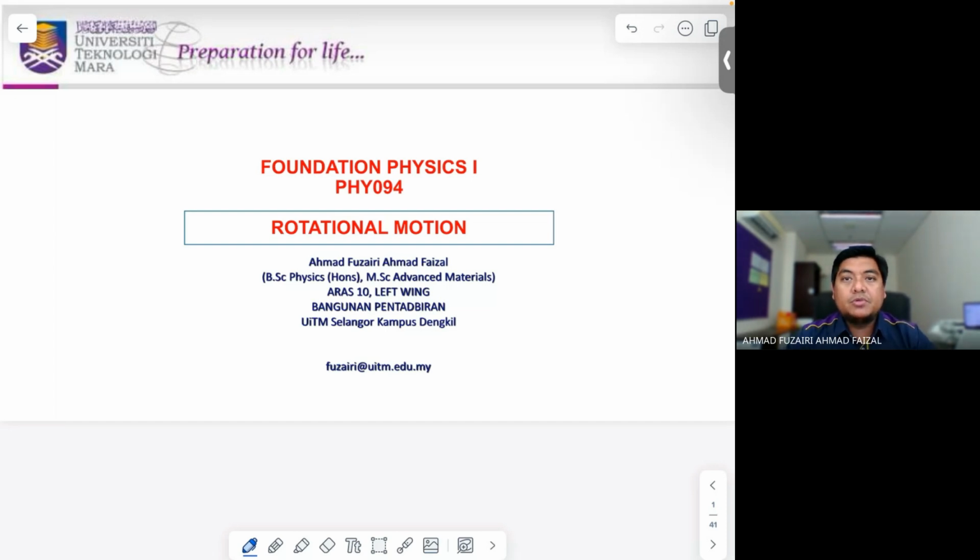It's about a motion that meets certain terms in this topic, which can be referred to what we call motions that we learn about in kinematics, such as displacement, velocity, and also acceleration. But right now we are talking about motion in rotation. Rotational motion, that means pergerakan di dalam bulatan.